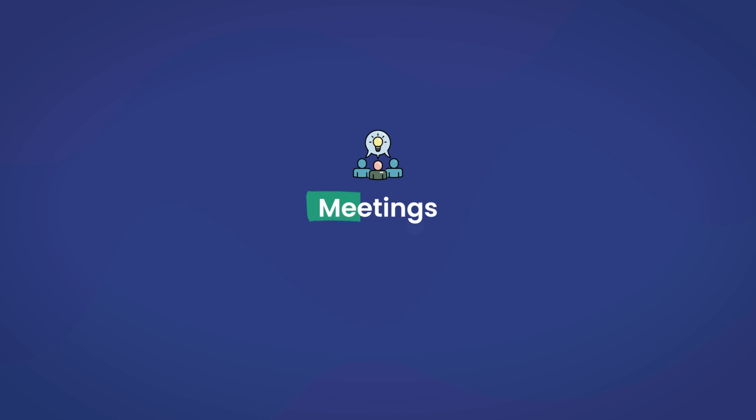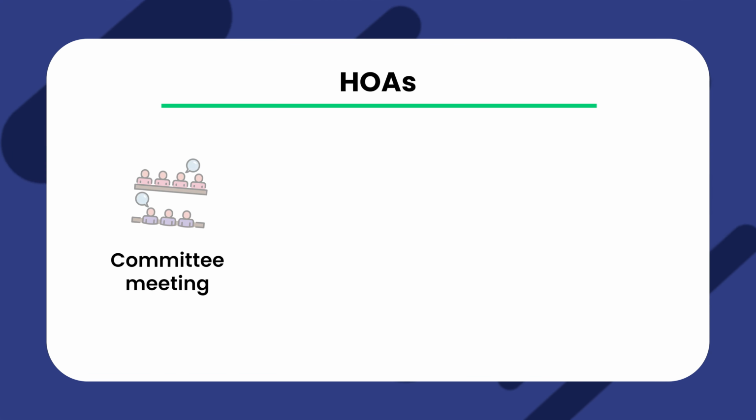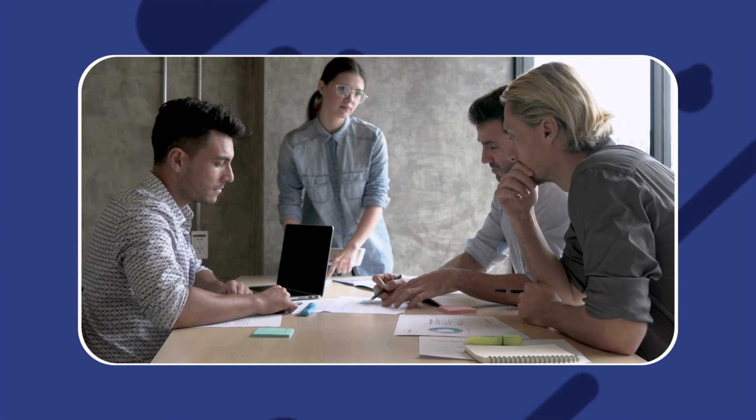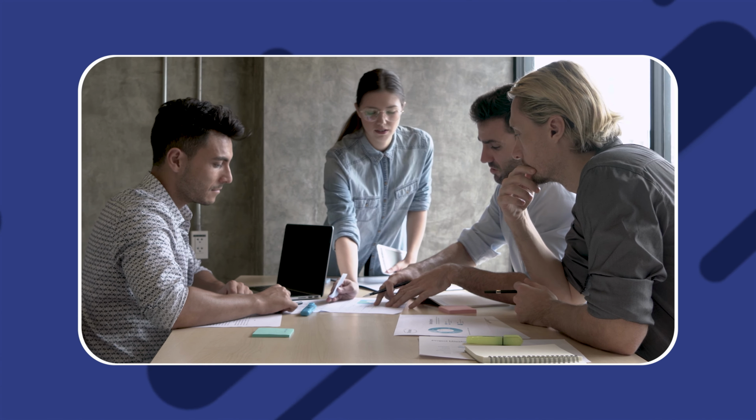The last important thing that needs to be done when performing an audit is to plan out annual meetings. Typically, HOAs hold 3 different kinds of meetings: a committee meeting, a board meeting, and an annual meeting. All of these meetings have different people that attend them, and it's important that every board member, as well as the whole community, knows everything about the meetings.